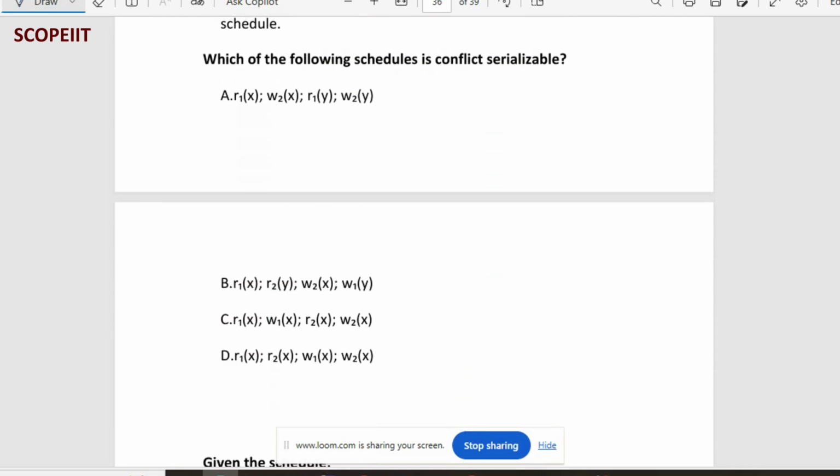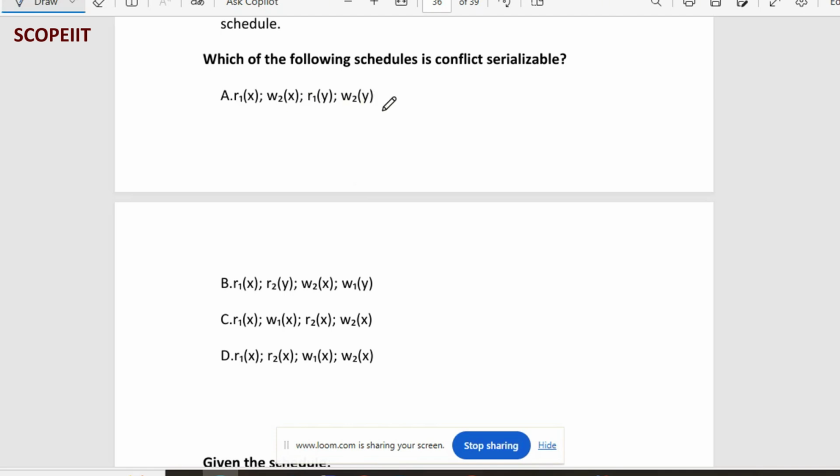I have taken one question: which one of the following schedules is conflict serializable? Okay, so this type of question they'll ask in the exam. Now there are four options. Out of these four, we'll see how many are conflict serializable. Now how to do it? Let us start with option A. Okay, right now I'm solving option A. Now see here, what is the maximum number we are having here?